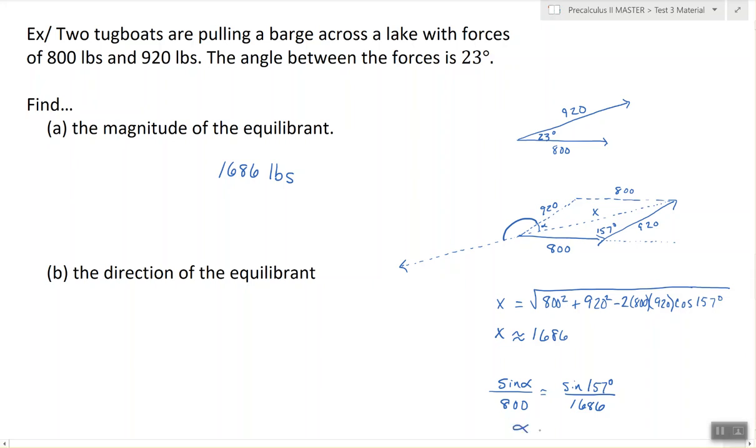We get an alpha of about 11 degrees. We'll just round it to the nearest whole degree. Alpha is about 11 degrees. So if I take 180 and subtract that 11, I get 169 degrees for the direction of my equilibrant.